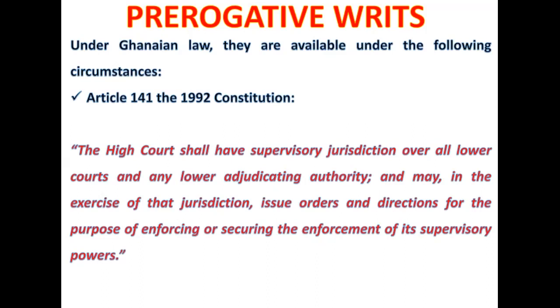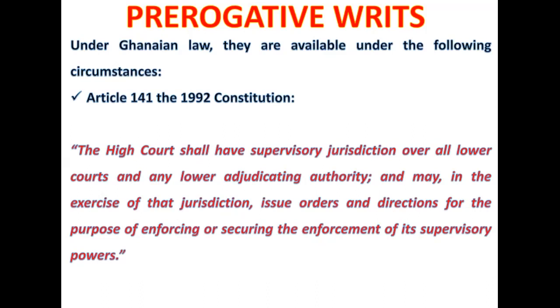So what are some of the orders and directions the High Court can issue over such adjudicating bodies? They can issue a certiorari to quash a decision taken by an administrative body. They can issue a writ of prohibition to restrain the lower court or the administrative tribunal from going ahead to perpetrate an illegality. Or they could also issue an order of mandamus against a particular public officer to compel him to engage in a particular act.